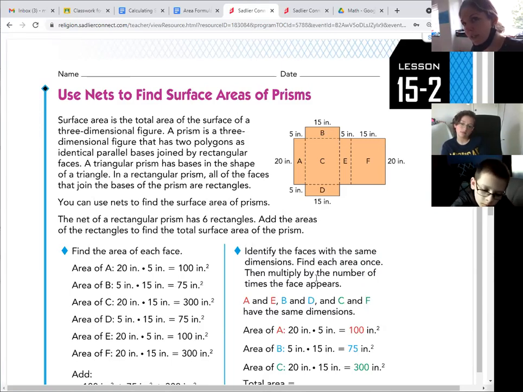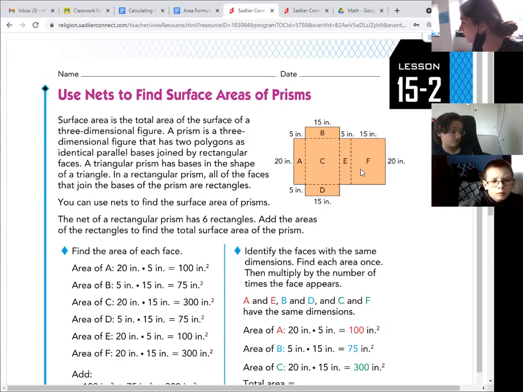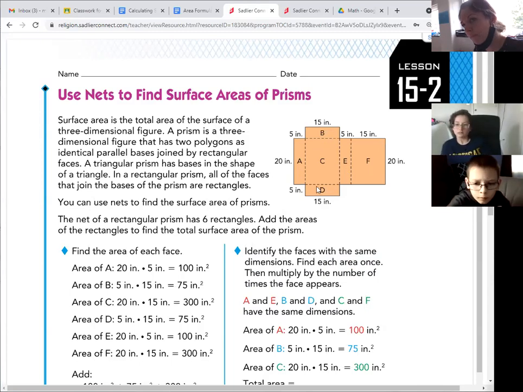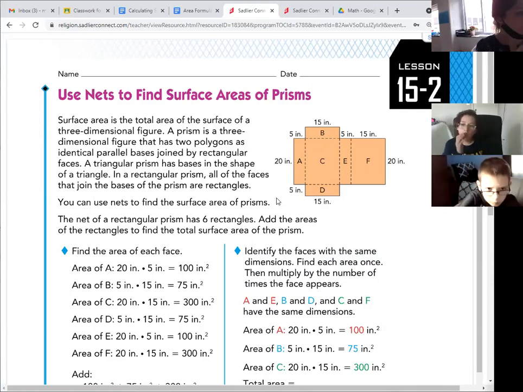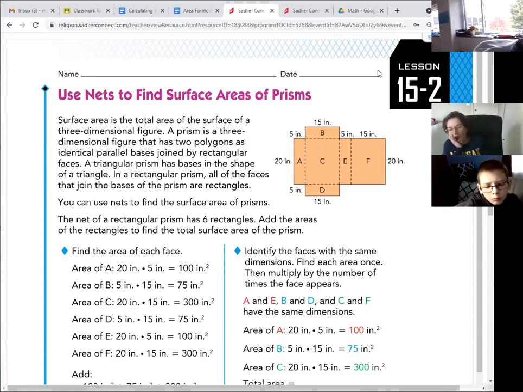Anyone find some shortcuts yet? If I have to find the surface area of A, B, C, D, E, and F, that's going to take a while. What shortcut did you uncover? Okay. By what? You have to give me a little bit more info than that.